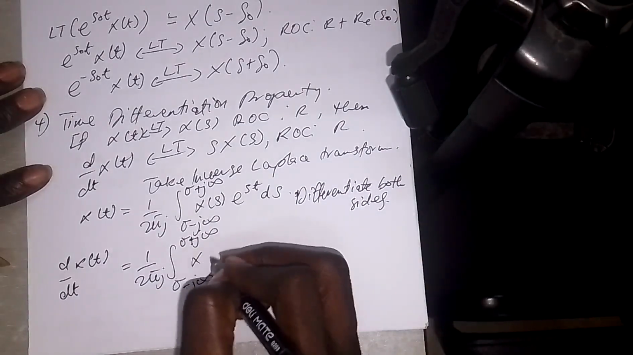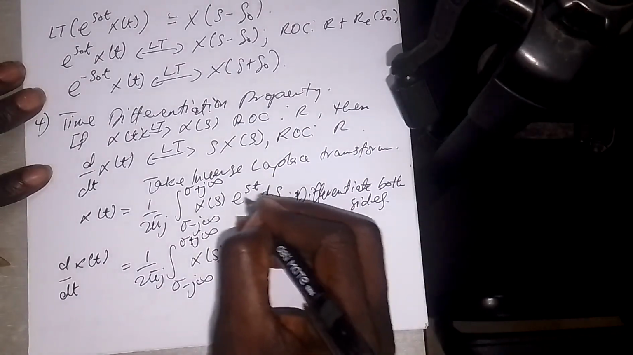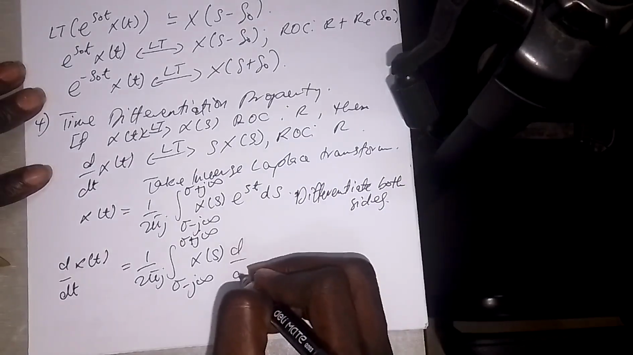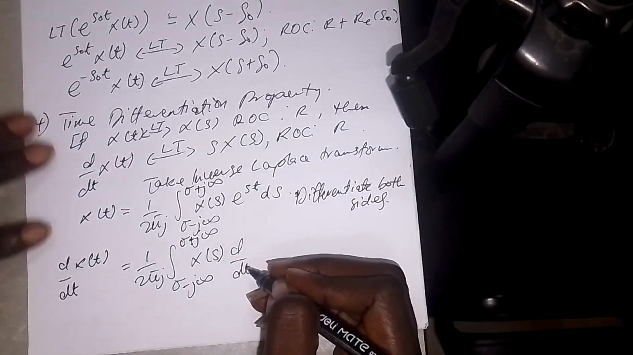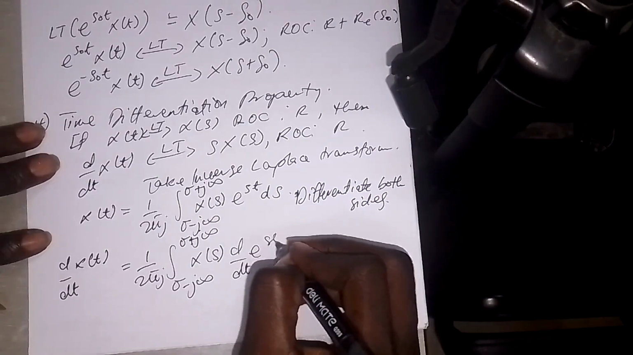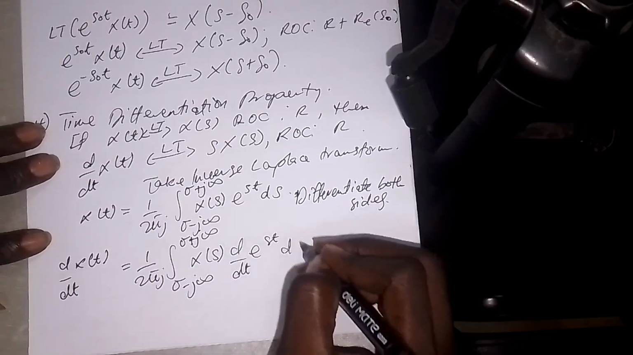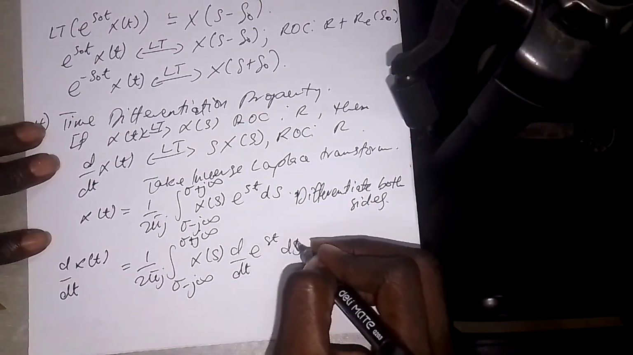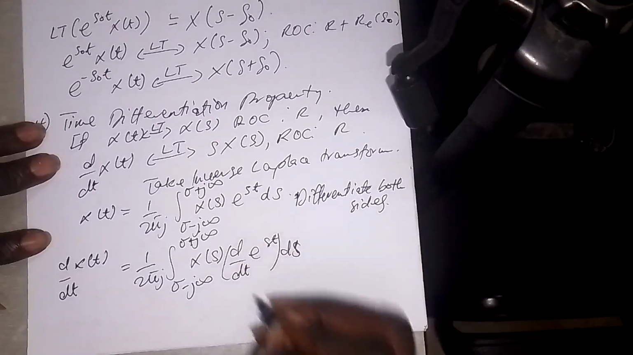X of s, and then I'll differentiate here, d on the t. e to the s t, d s. So here I can just do it like this.